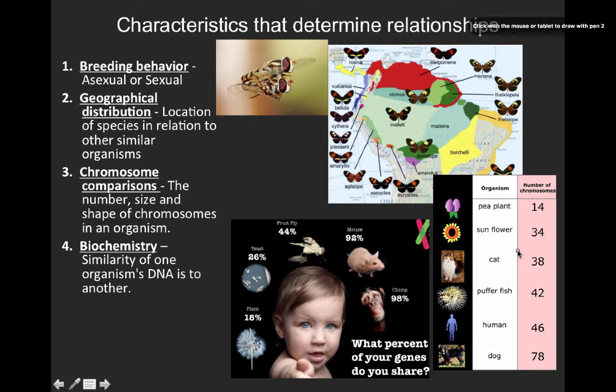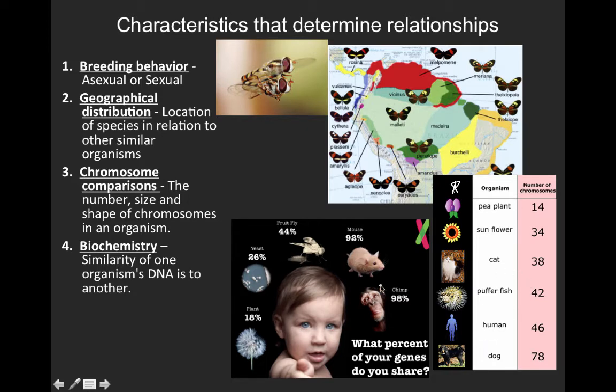Chromosome comparisons, the number of chromosomes is the biggest thing. Size and shape and all that stuff comes kind of secondary. So really we can see different organisms here in this picture. A pea plant has 14 chromosomes, a cat's 38, pufferfish 42, human 46, and a dog 78. So dogs have more chromosomes than we do.